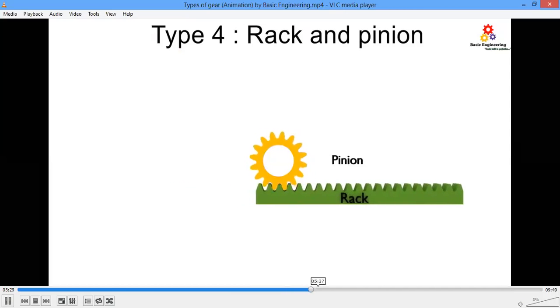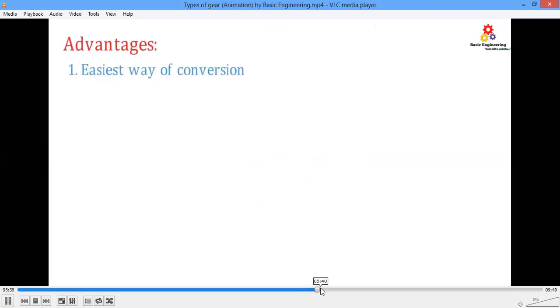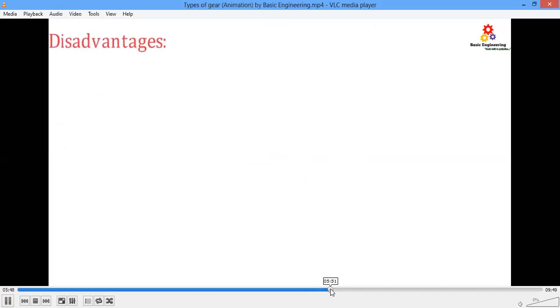So this is about the rack and pinion mechanism. It's an easy way of conversion. It's compact because a spur gear can generally be used, and cheaper also. But there's more noise, and friction is more.